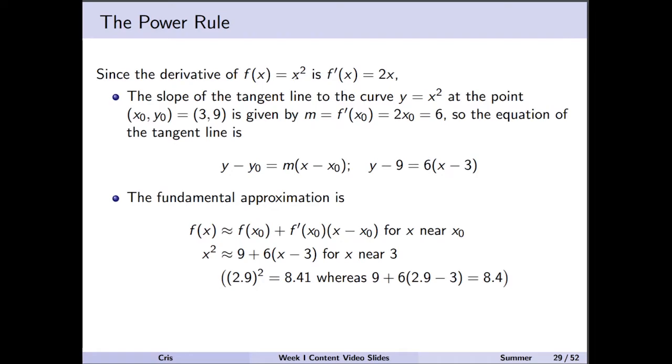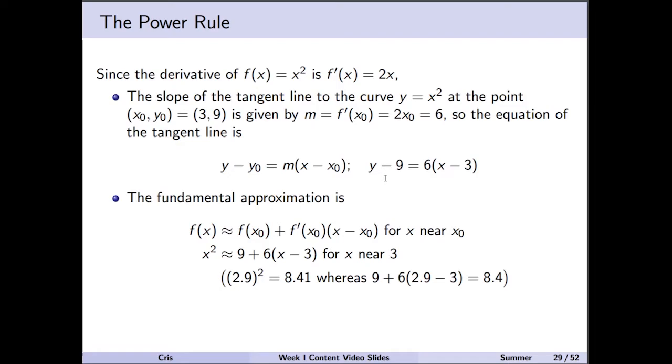Now that we know that the derivative of x squared is 2x, we know the slope of the tangent line to this parabola. So let's look at a particular point like x naught, y naught is 3, 9. And let's compute the slope at that point. So the slope is given by f prime of x naught. X naught is 3 here. So 2 times 3 is 6. So the equation of the tangent line here is y minus 9 equals 6 times x minus 3. And that's the equation of the tangent line.